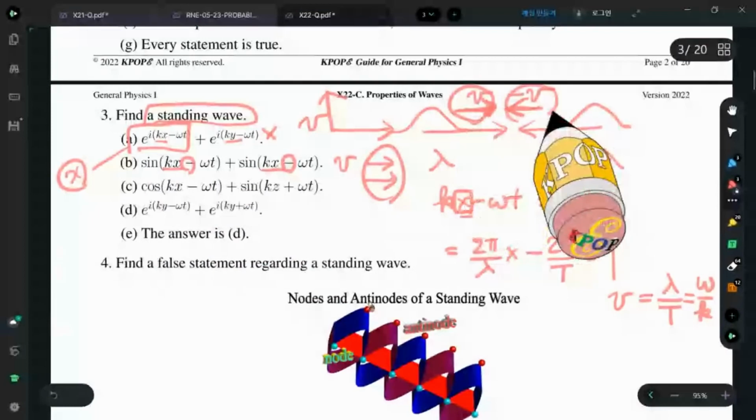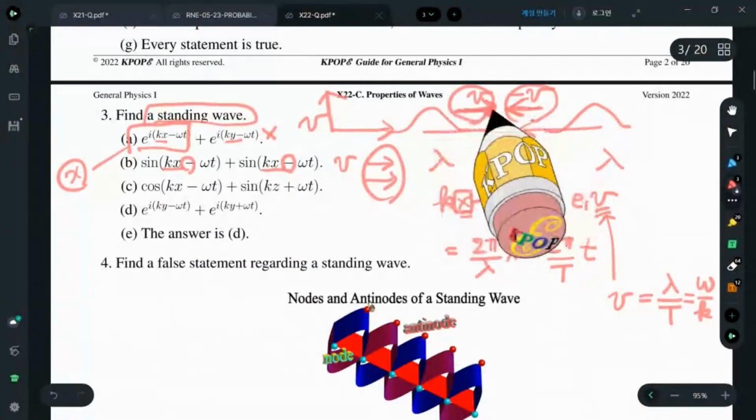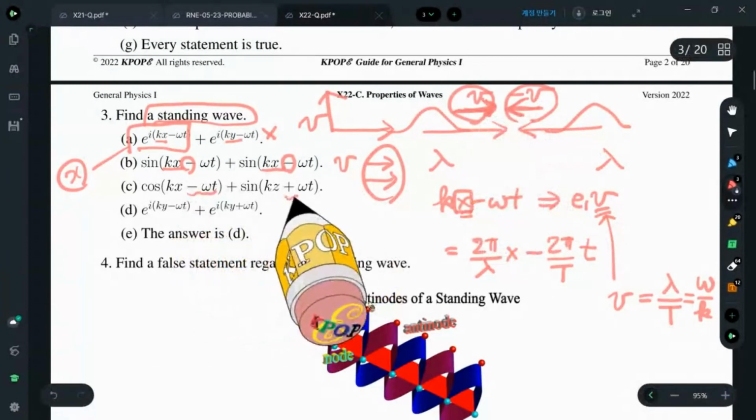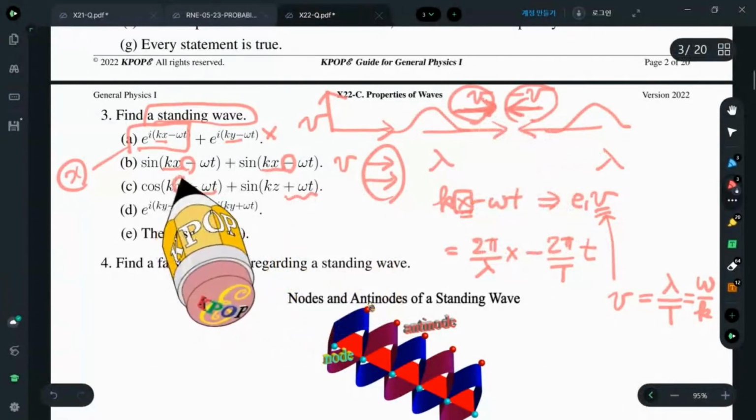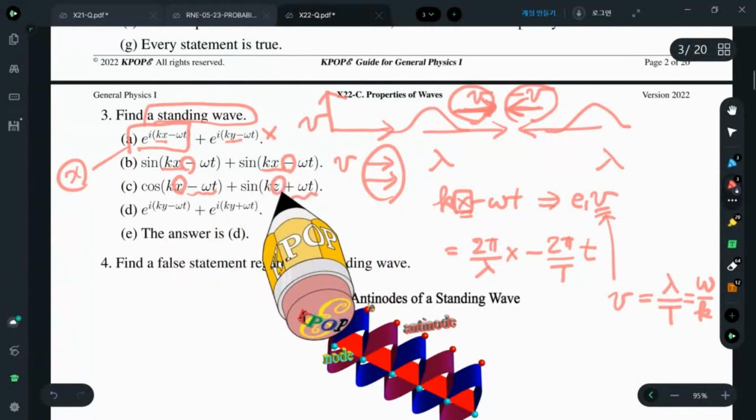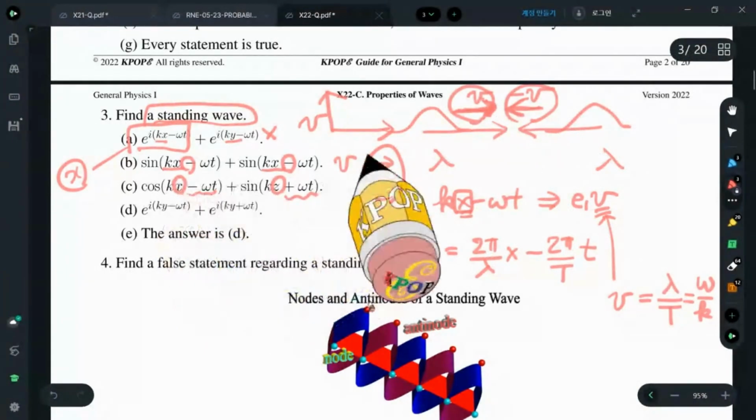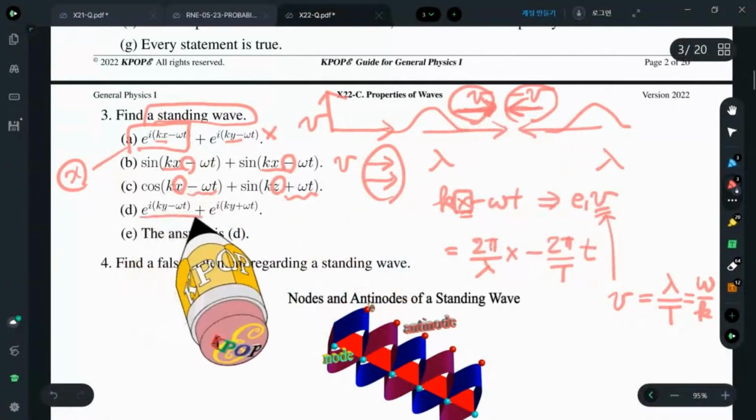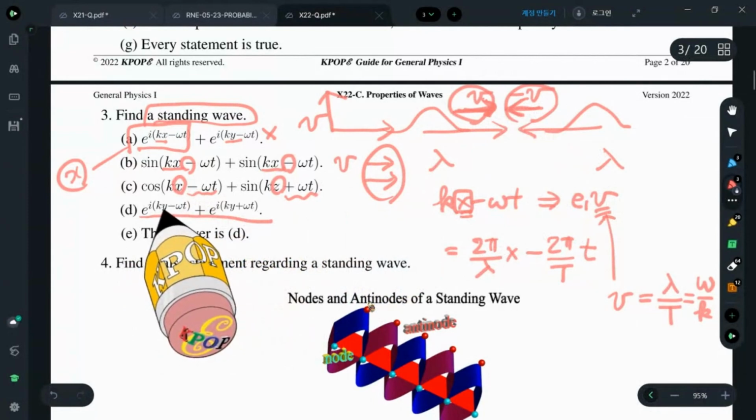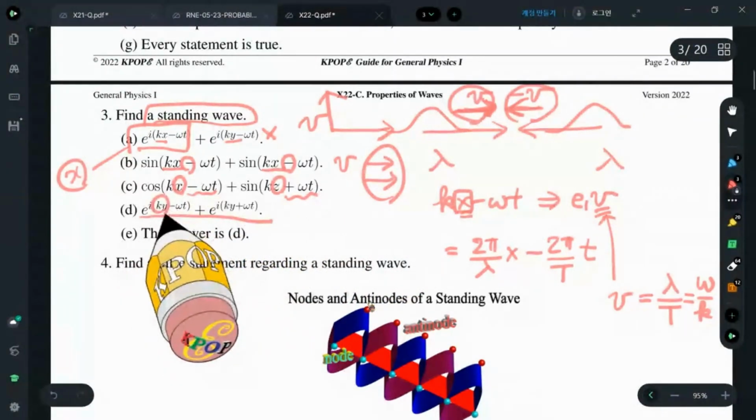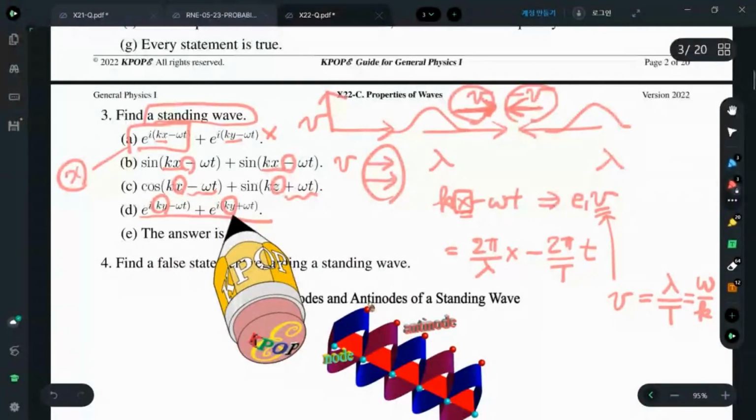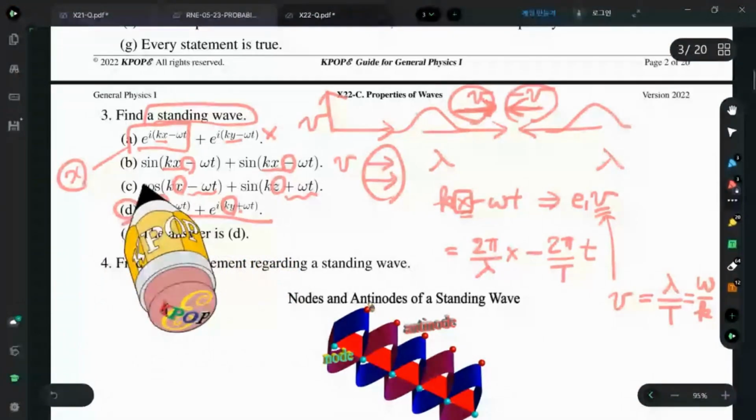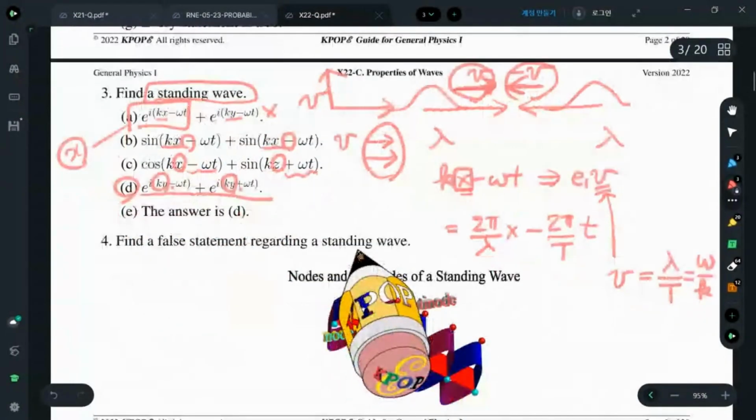Therefore, it does not contribute to the standing wave. A standing wave should be made when they collide in opposite directions. Are they in opposite directions? No. It is along the x-axis and along the z-axis, so they are not making a head-on collision. The only one is D. This one is propagating along the y-axis, that's fine, but with opposite velocity. So this one generates a standing wave.